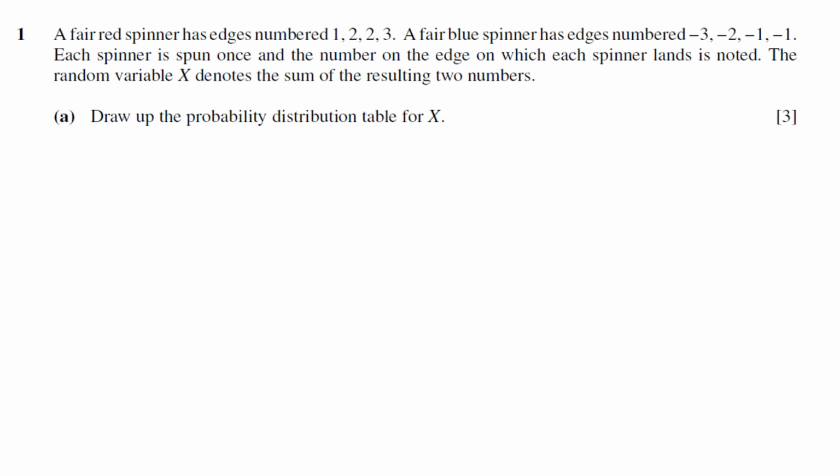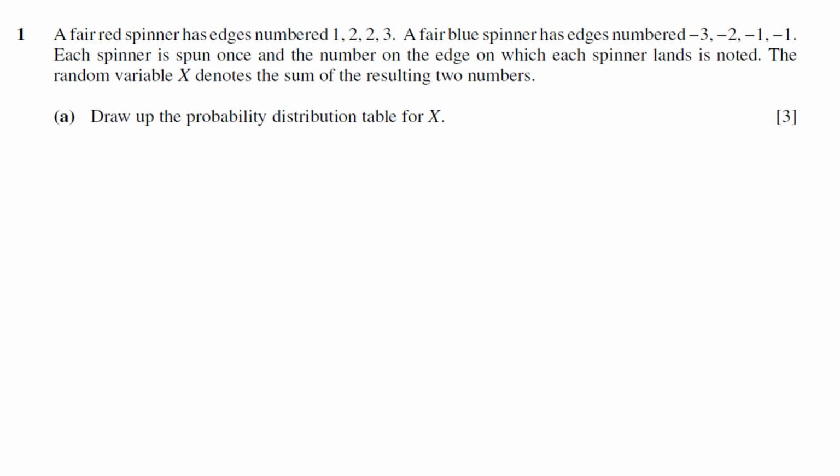It says, a fair red spinner has edges numbered 1, 2, 2, 3, and a fair blue spinner has edges -3, -2, -1, -1. Each spinner is spun once and the number on the edge on which each spinner lands is noted. The random variable X denotes the sum of the resulting two numbers. Draw up the probability distribution for X.